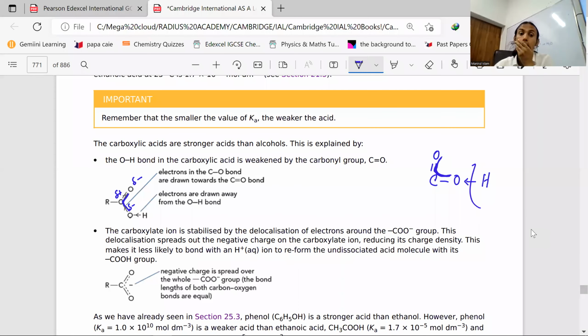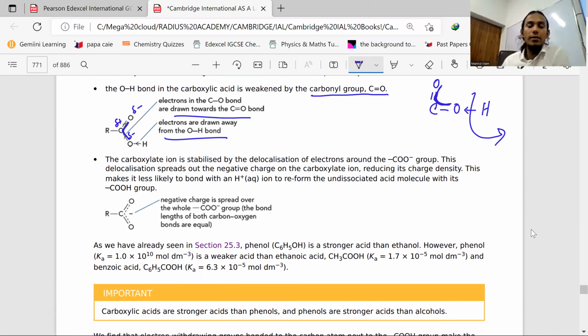Is it clear? This is what it says here: the OH bond in the carboxylic acid is weakened by the carbonyl group. Electrons in the CO bond are drawn towards the C double bond O bond. Electrons are drawn away from the OH bond. So that makes the OH bond weak. So readily hydrogen ion forms, right?